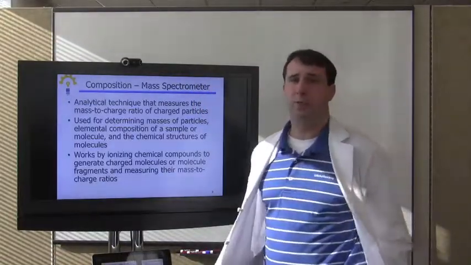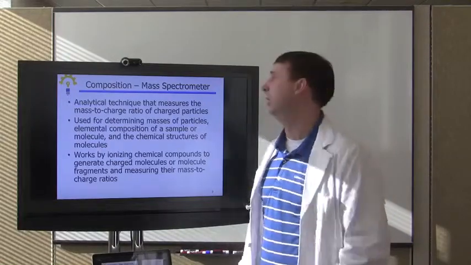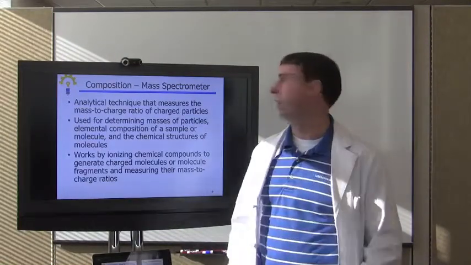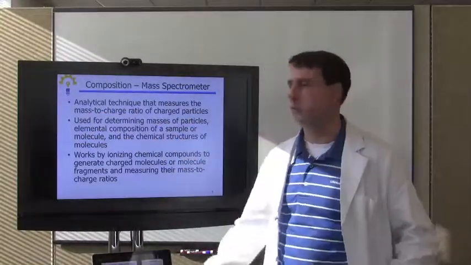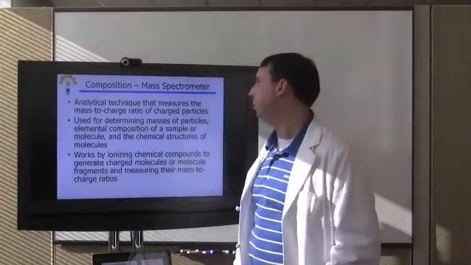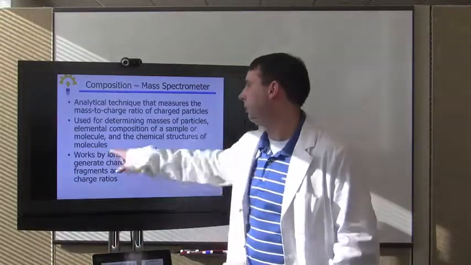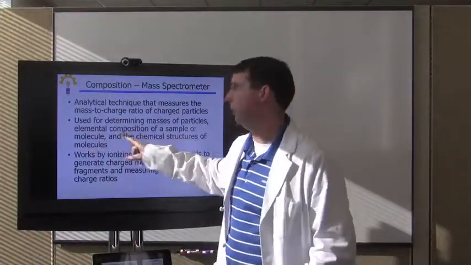Composition. To measure composition, you're looking at a mass spectrometer, really. And a mass spectrometer is an analytical technique that measures the mass to charge ratio of charged particles. I'll talk more about this in a second. It's used for determining the mass of particles, elemental composition, that's what we use it for mainly.